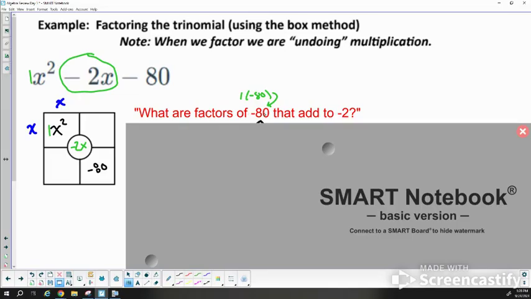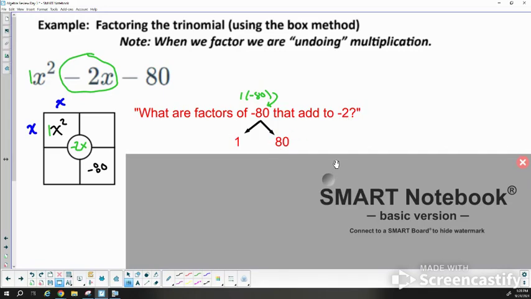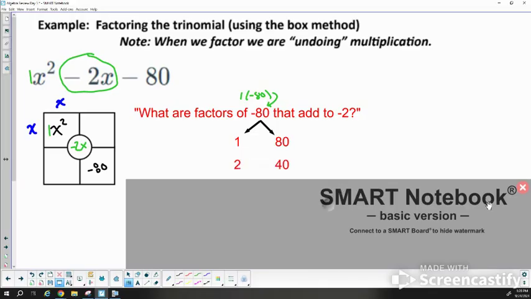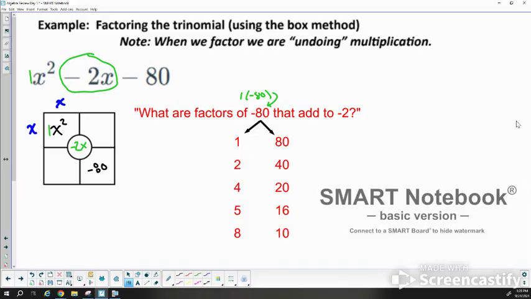So now I'm looking at what are the factors of negative 80 that add to negative 2. Well, notice it's adding to a negative. So when I create my factor tree, just like what we did in the last example, I know that all of these numbers are factors of 80.